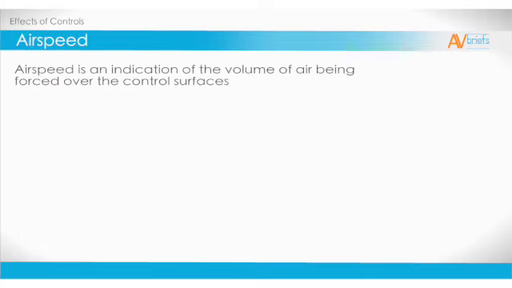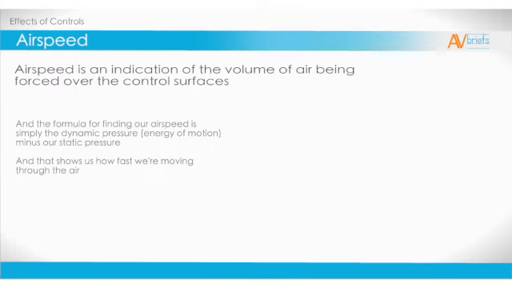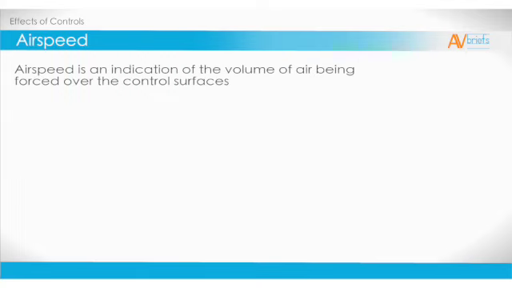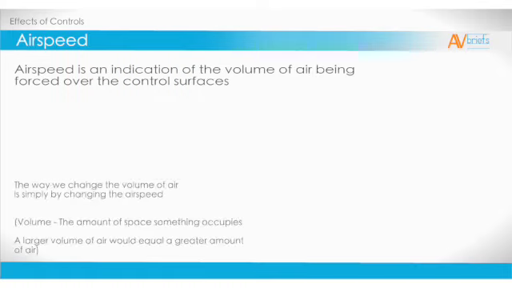Airspeed is an indication of the volume of air being forced over the control surfaces. And the formula for finding our airspeed is simply the dynamic pressure minus our static pressure. And that shows us how fast we're moving through the air. Based on the volume of air that passes over the wings, we'll have different responses in the controls. The way we change the volume of air is simply by changing the airspeed.